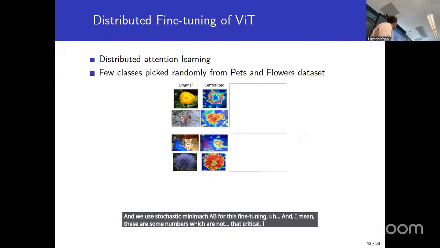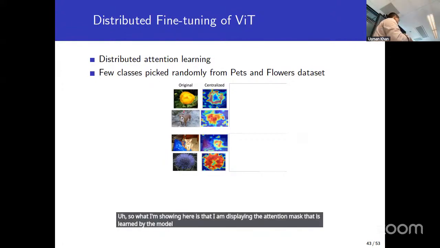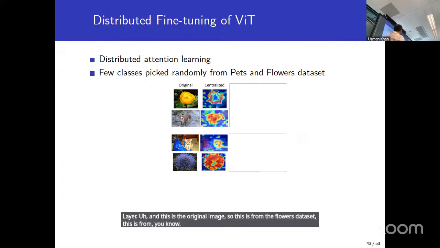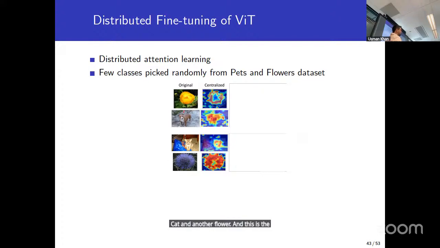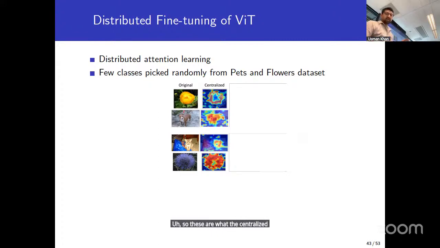And these are some numbers which are not that critical. I can just show you some visuals. What I'm showing here is the attention mask that is learned by the model at the last possible layer. And this is the original image. This is from the flowers data set. This is from animals, dog or something, cat, and another flower. And this is the attention mask that the model learns. So basically, where to pay attention in order to declare whether it was a flower of type A versus a flower of type B or something. So this is what the centralized mask looks like.